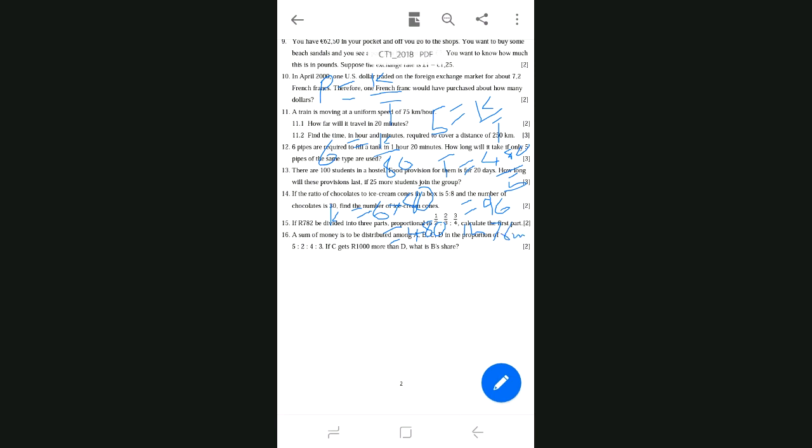Yeah. I think when we used the ratios, we should have used an inverse proportion. That's why we didn't get the answer there.